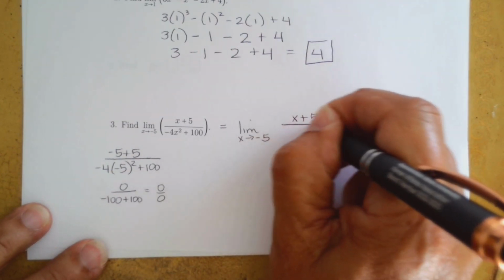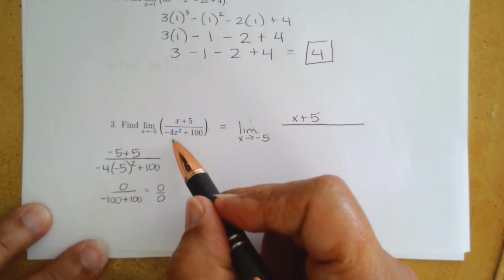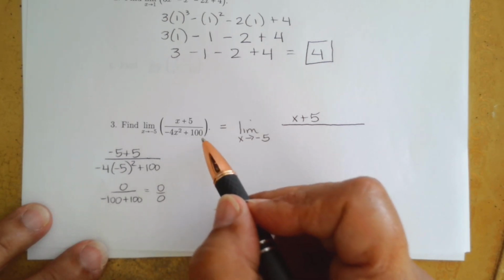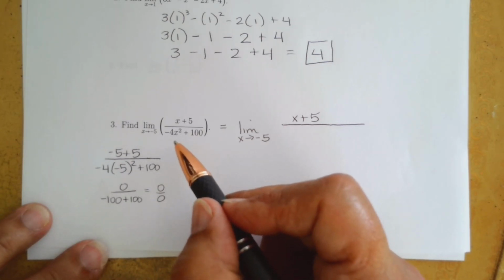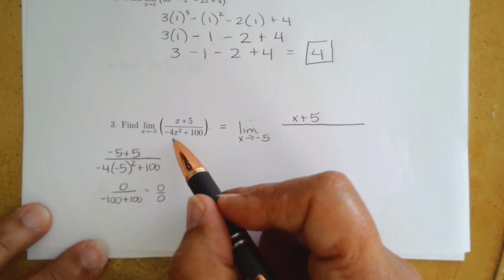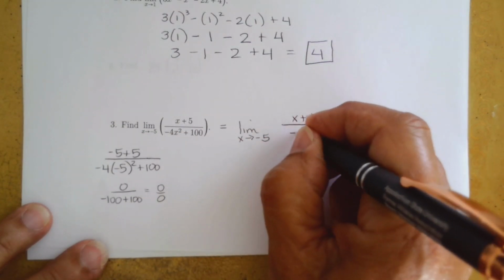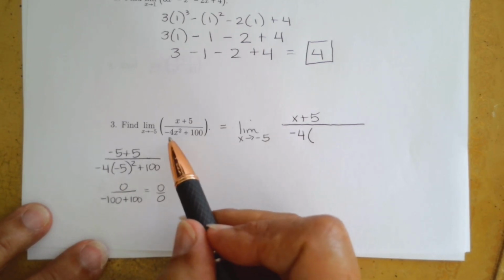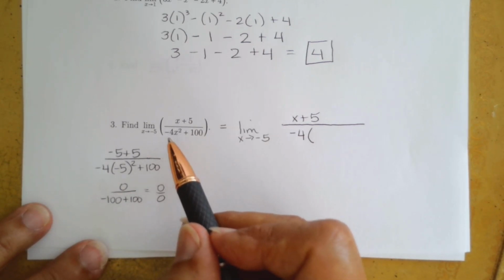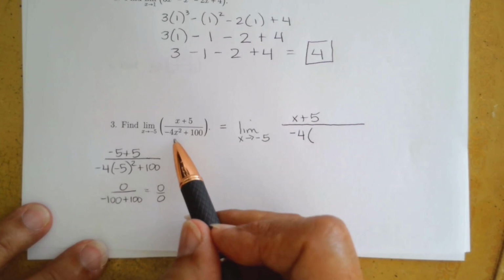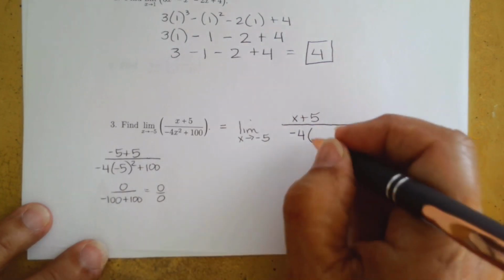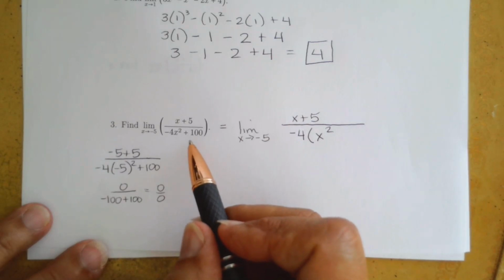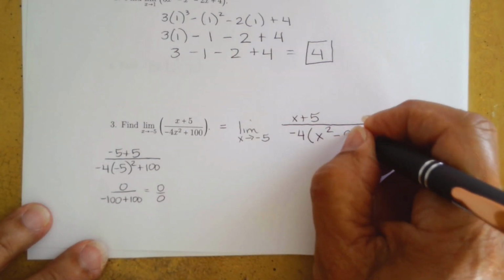I can't do anything with that. But in the bottom, I can factor out a negative 4. They both have a 4 in common. And remember, I always said try to keep your first term positive, so I want to factor out a negative 4. So if I factor out a negative 4, divide both of these terms by negative 4, so negative 4x squared divided by negative 4 will leave you positive x squared, and 100 divided by negative 4 will leave you minus 25.